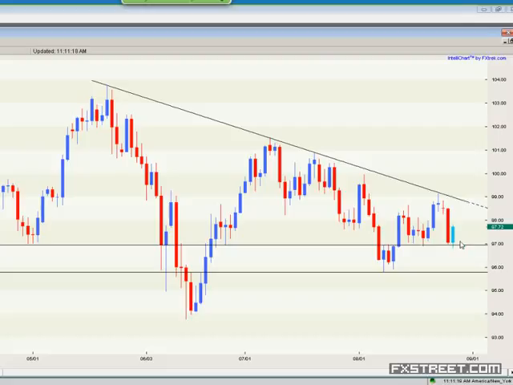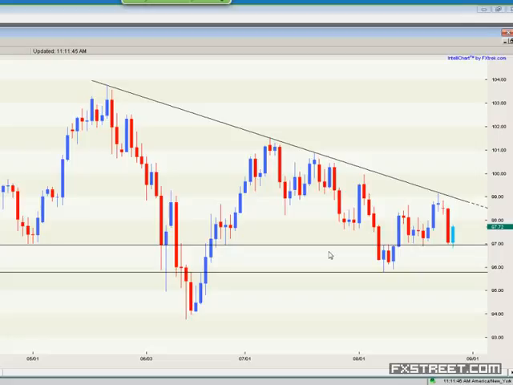And of course, if 97 gets broken, we start trading around 96.50s. Then we have really big key support here at 96. And if that gets broken, it's just open game all the way down to 94. So my point is that we may have worked off the bearish bias in the yen for the time being, but by no means do the technicals tell us that this is anything but a dead cat bounce.